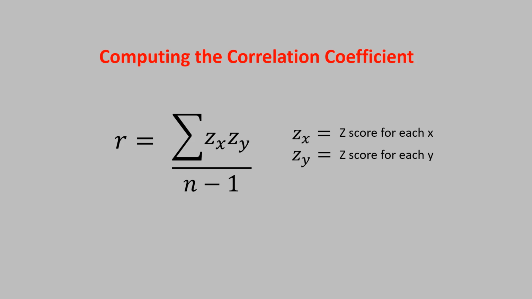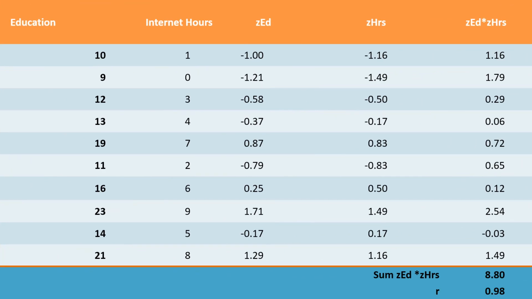As usual, it's best to organize the summation with a summation table. And here's a summation table for you, showing how to calculate r. This shows you the relationship between education and the number of hours the respondent spends on the internet each week. I was actually a little surprised by this. The correlation is quite high, as you can see here on the bottom right-hand corner.